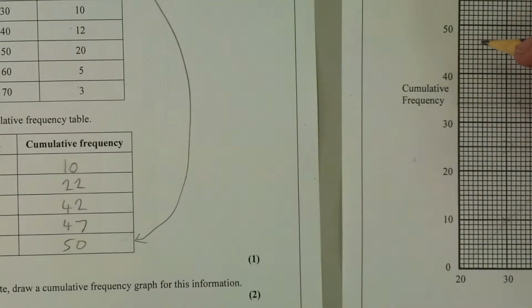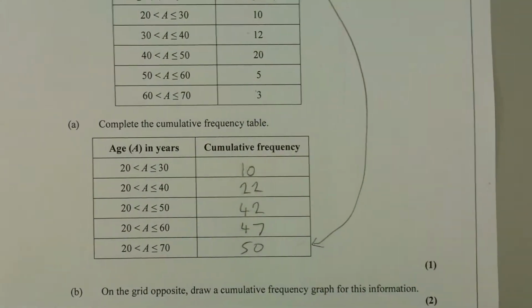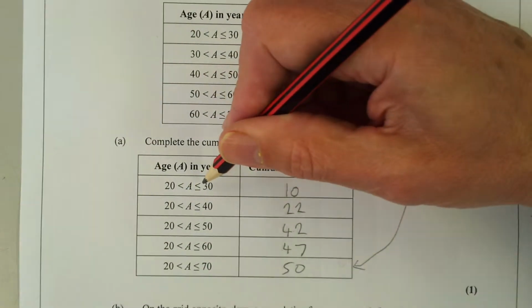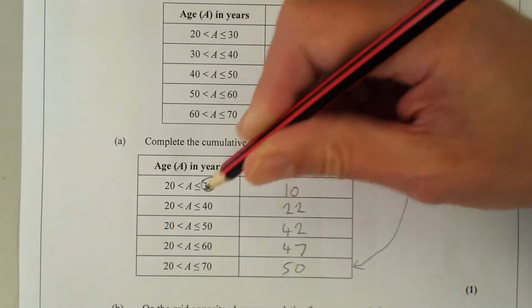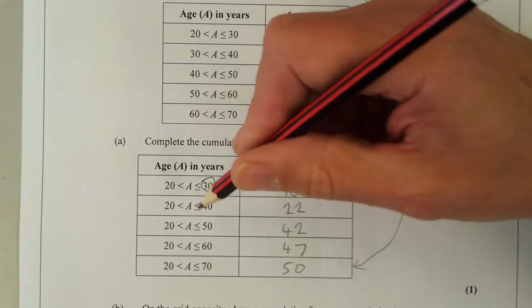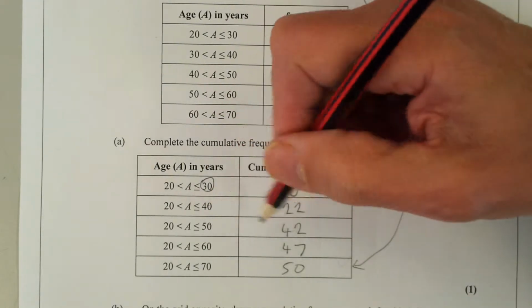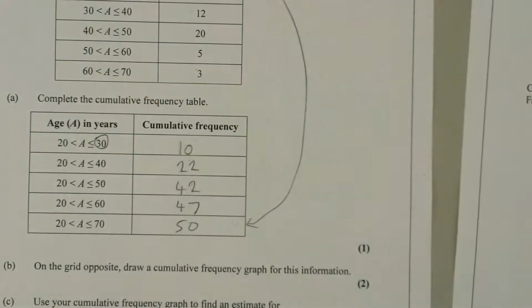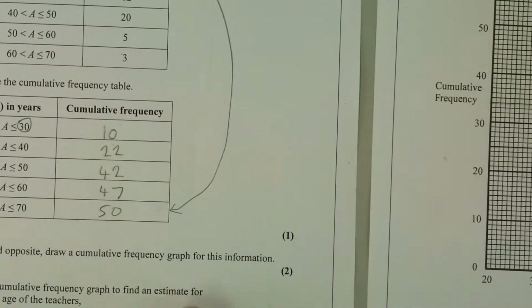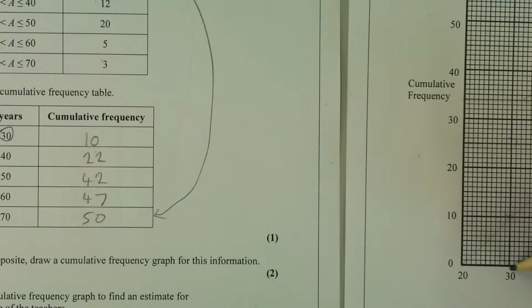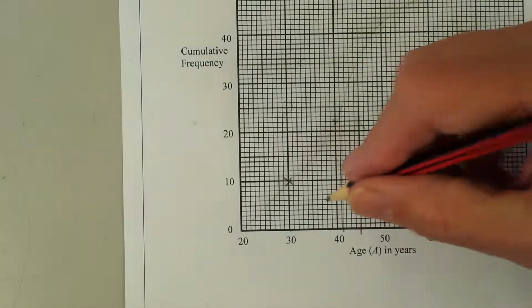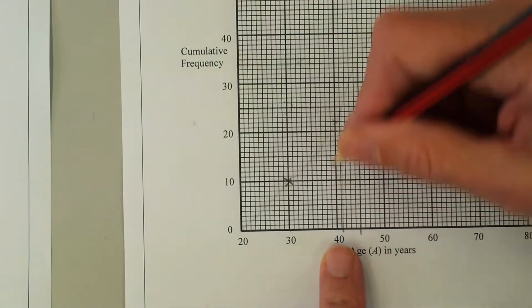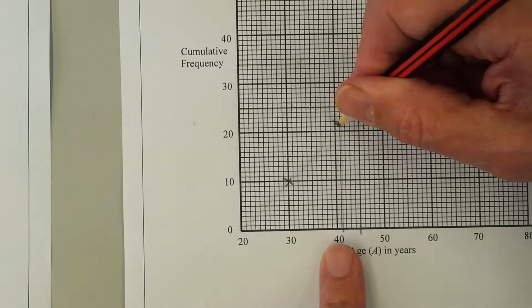The main thing that you need to remember when they're drawing the graph is that you've got to plot the end of the class interval with the cumulative frequency. So it's 30 against 10 and 40 against 22, 50 against 42 and so on. So let's plot the points. Age 30 and cumulative frequency of 10 goes there. Let's do the other ones. We've got age of 40, cumulative frequency 22, so it goes there.